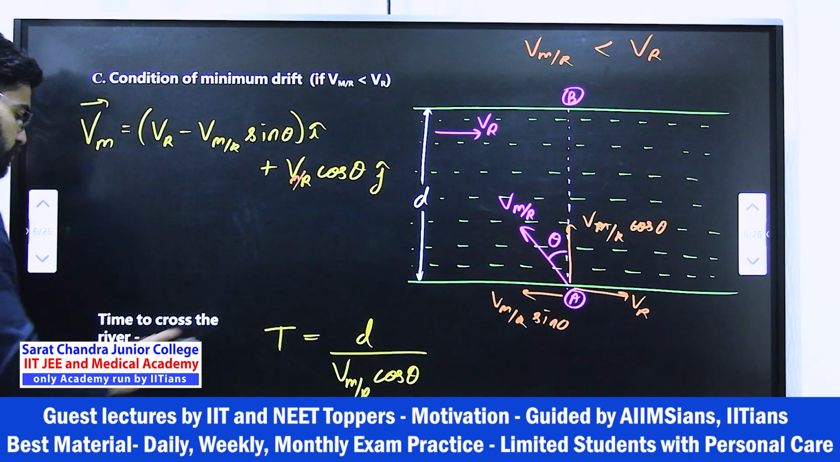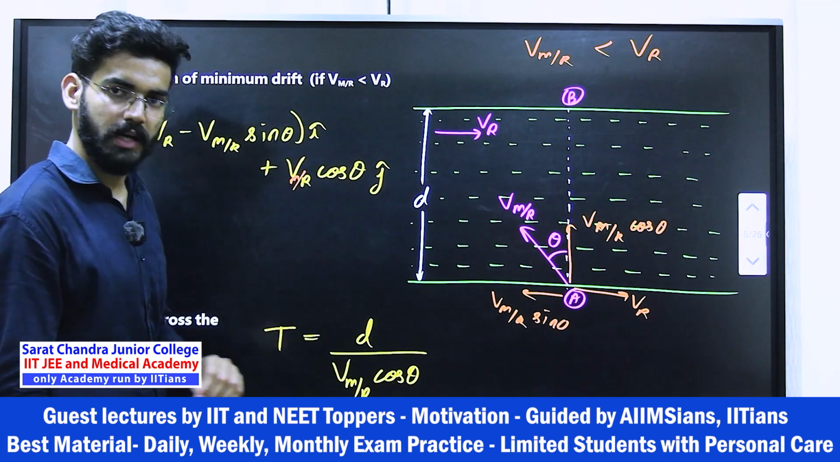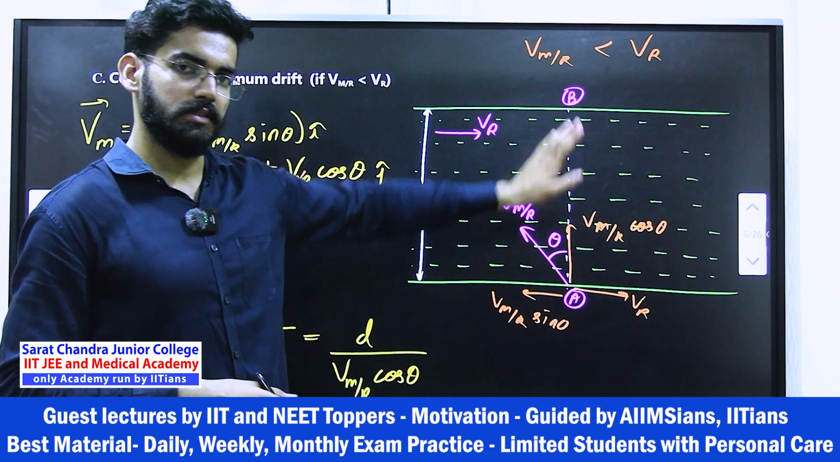Let's see. So time to cross the river. Time will be how much? Same as that, d upon Vm by r cos theta, right? That is okay. Time is okay, right? In vertical direction, this will be.